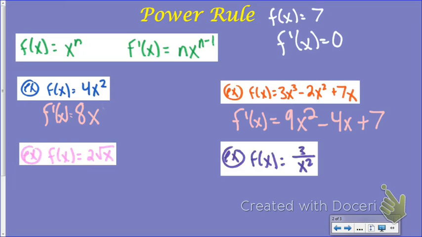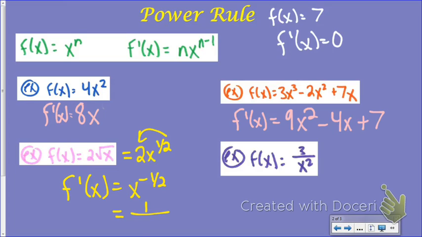Alright, now for the next two examples we can continue to use the power rule. We're just going to need to rewrite these functions first to see it. We know from our exponent rules that 2 times the square root of x is the same thing as 2 times x to the 1/2 power. Now I can continue to use the power rule. I move the exponent and multiply. 2 times 1/2 is just 1. Then I subtract 1 from my exponent. So my derivative is going to be x to the negative 1/2 power. Again, I can rewrite that. That's the same thing as 1 over the square root of x. And that's my derivative.